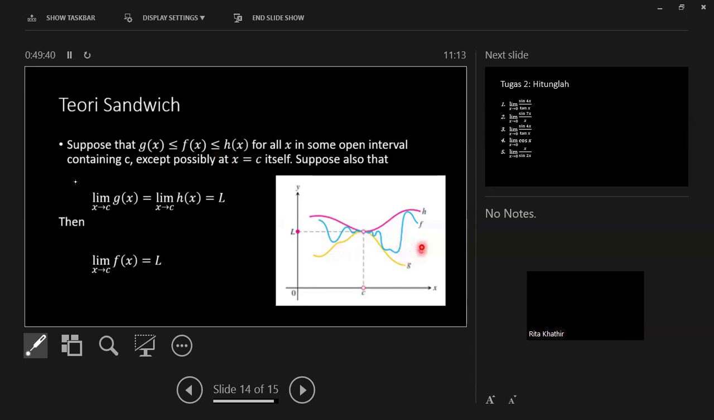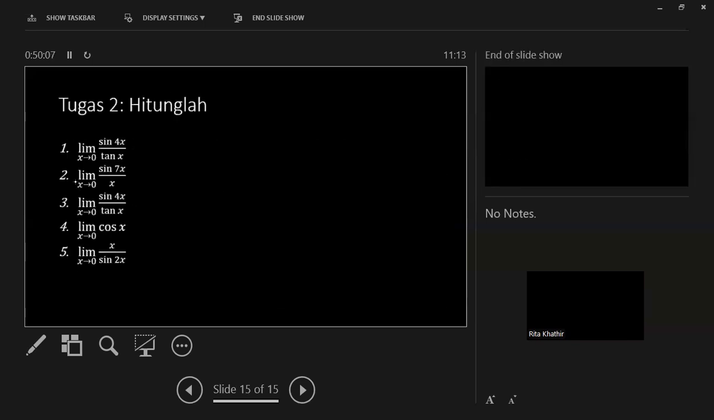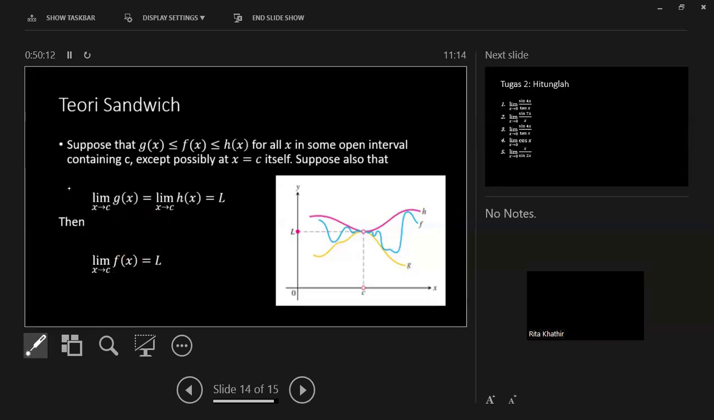Look, the g is here, the bottom. The h is here, the upper. We want to discuss what is in the middle. Then the limit as x approaches c of f of x equals L. So sandwich means we have layers, three layers: g in the bottom, f in the middle, h in the upper. If we have g of x and h of x both equal to L, then we can decide that f of x is also L.